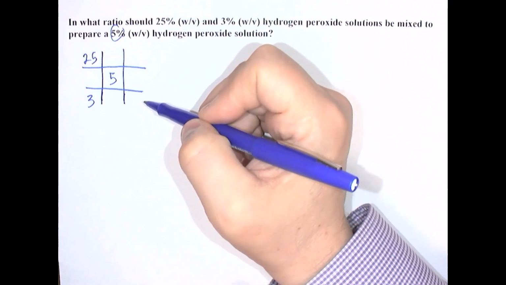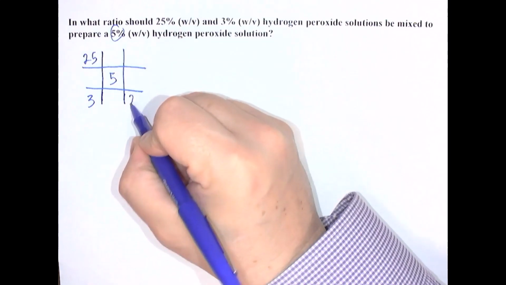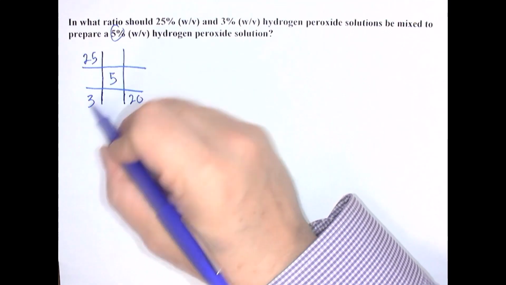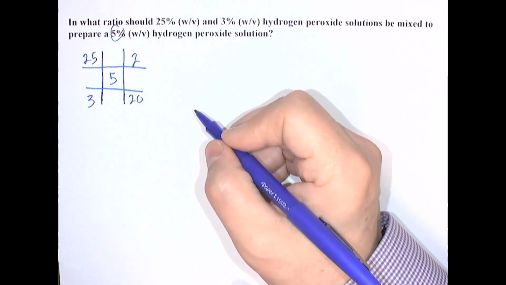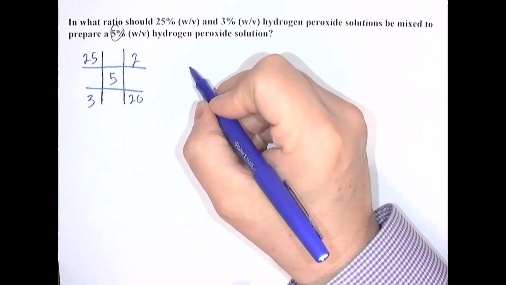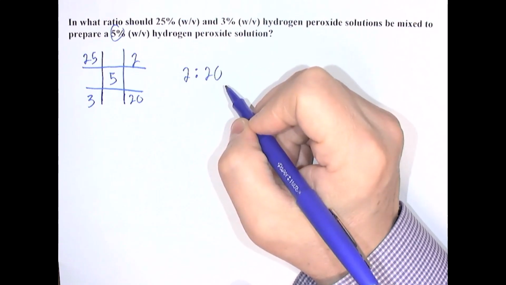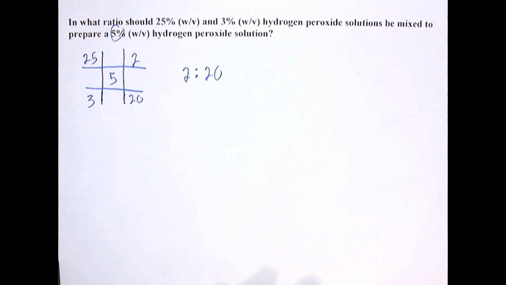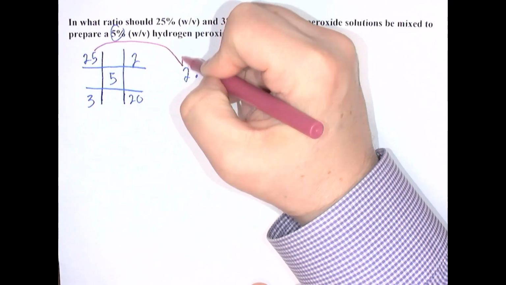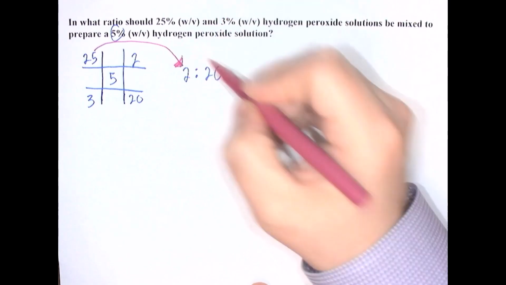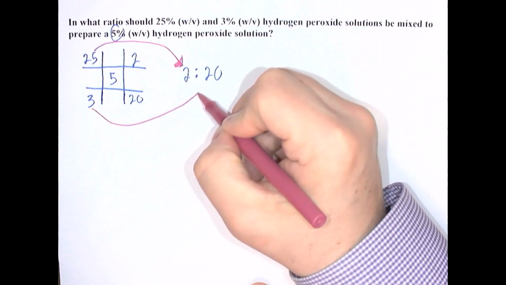Okay, so if we look at the numbers diagonally here, 25 minus 5 is 20. And we're just looking for the absolute difference. 5 minus 3 is 2. So really, very quickly, we've arrived at that the solution needs to be 2 parts the 25% solution and 20 parts the 3% solution. So just to emphasize that, the 2 here, of course, corresponds to the solution with a 25% concentration. The 20 here corresponds to the solution that has a 3% concentration.